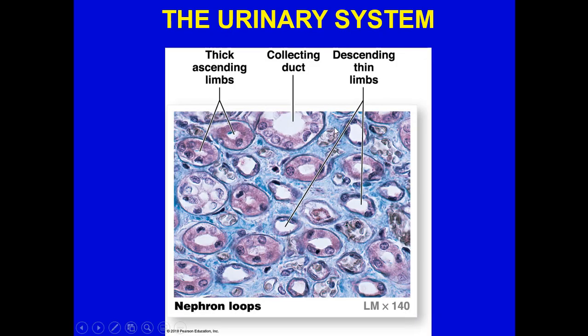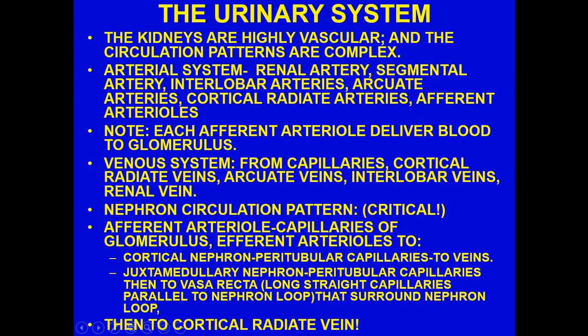You can see some of this in this micrograph here: the collecting duct, the thin ascending limb, that's the thick ascending limb. The descending thin limbs, look at them, the difference. Barely cells holding up together. Certainly not thick. More what we'd kind of call squamous in approach, whereas these are more what you might consider cuboidal. Okay? Now, the kidneys are highly vascular, and the circulation patterns are very complex.